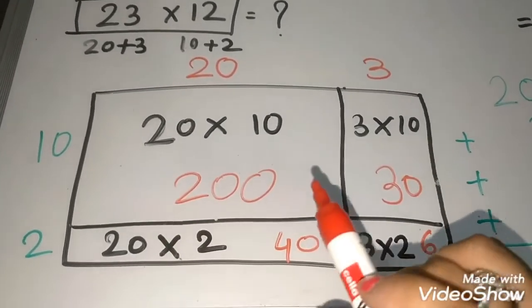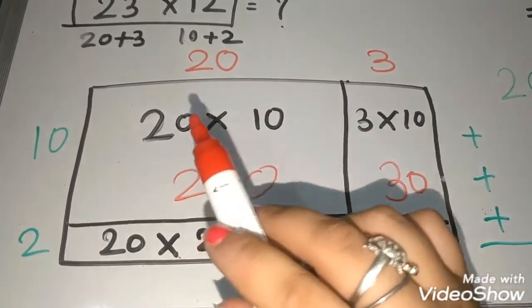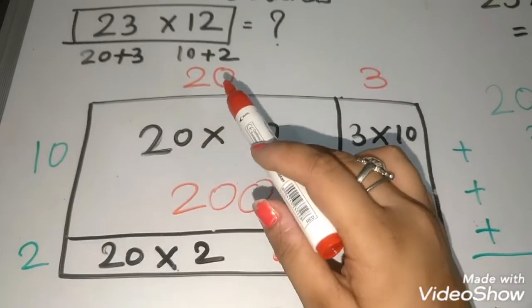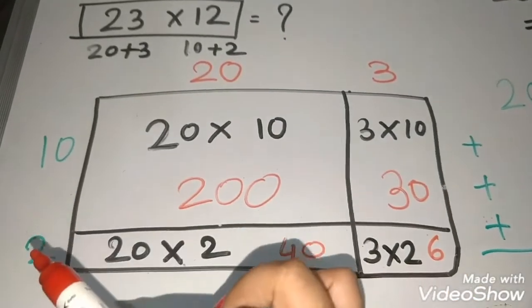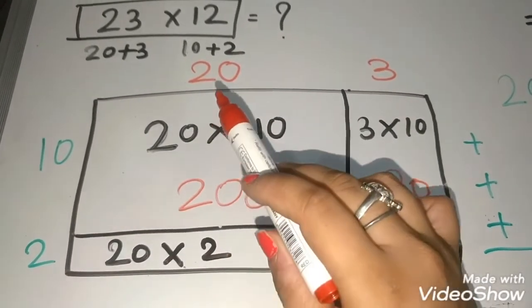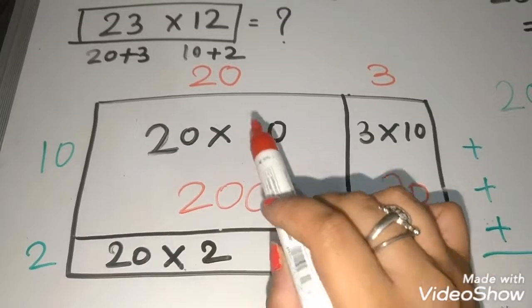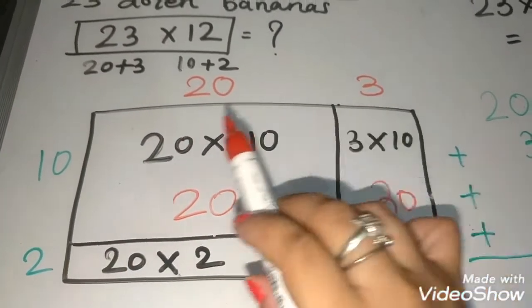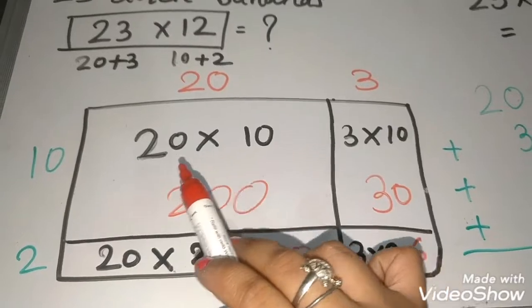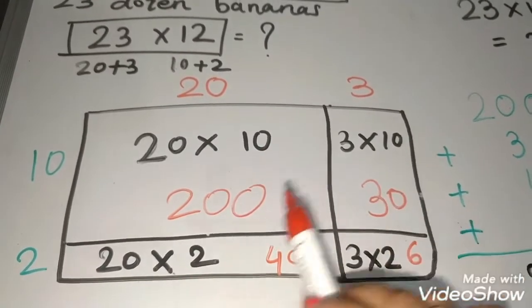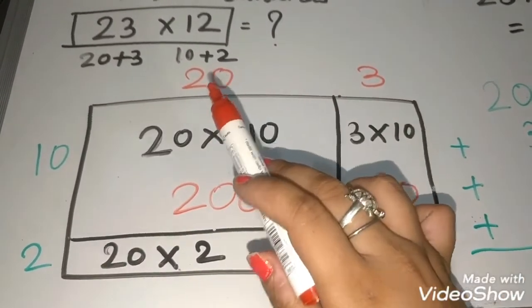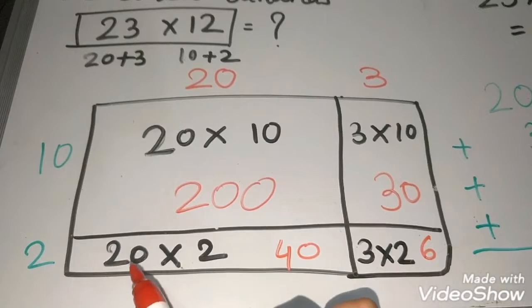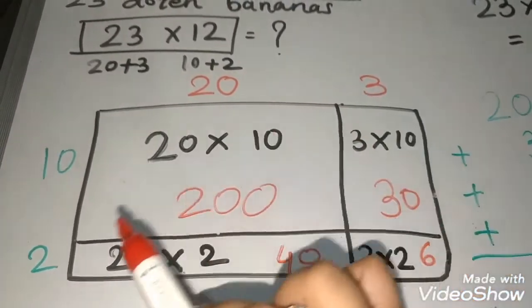Similarly, we have to multiply both the numbers with 10 and 2. So here I have multiplied 20 times 10 and 3 times 10. Then 20 times 2 and 3 times 2.